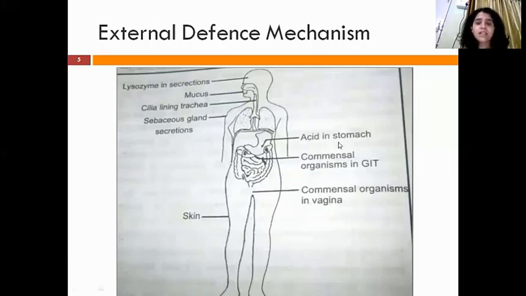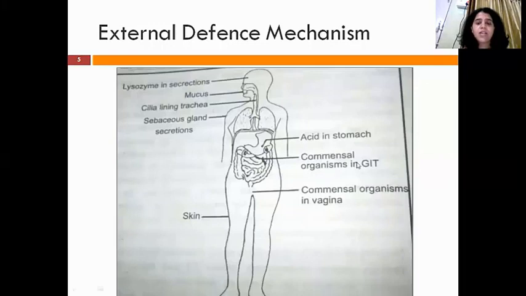Next is the acid in the stomach. As you all know, the pH of the stomach is 1.2. It is made up of acids. So all the neutrophilic or alkalophilic bacteria, even if they are ingested into the body, will be killed by the acid.